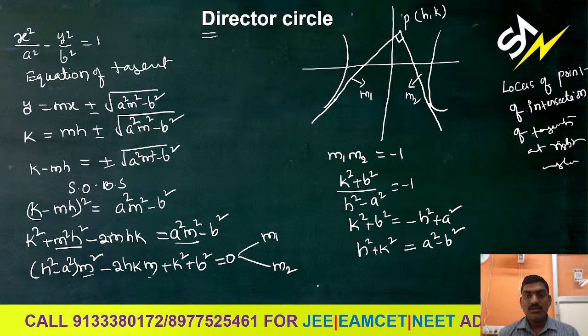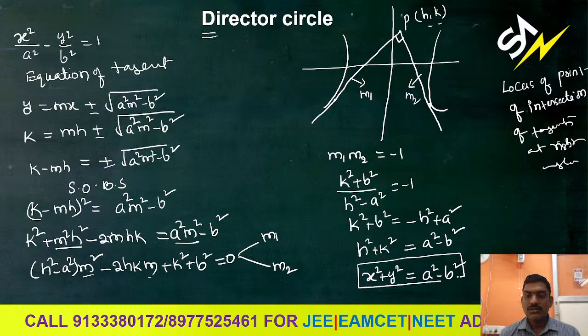So h comma k is the locus of the point. Then we can write this as x square plus y square equals a square minus b square. This is called the director circle. Understood?